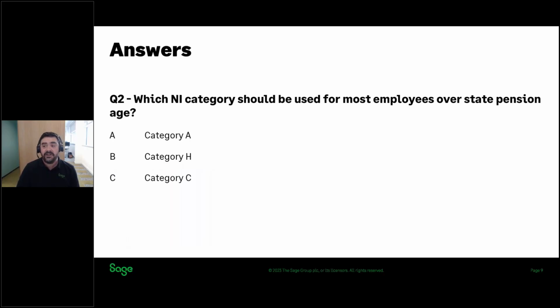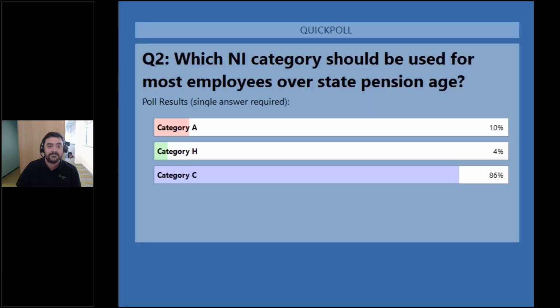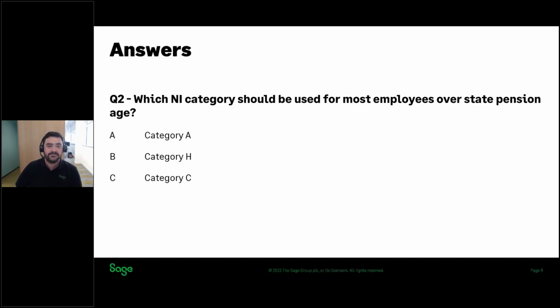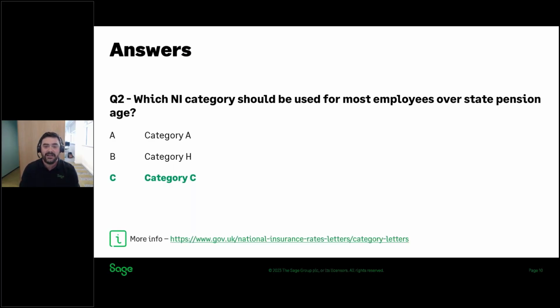Which national insurance category should be used for most employees over state pension age? So what did you think on this one? Let's have a look at the answers that came in. Sharing those results, we had 10% of you saying it was category A, 4% saying category H, and 86%, the majority of you, saying category C. So let's have a look at the correct answer. Just hiding the poll again. Correct answer there was indeed category C.